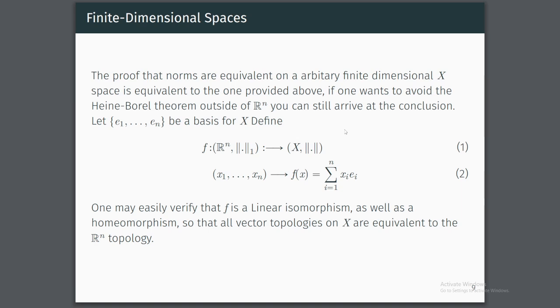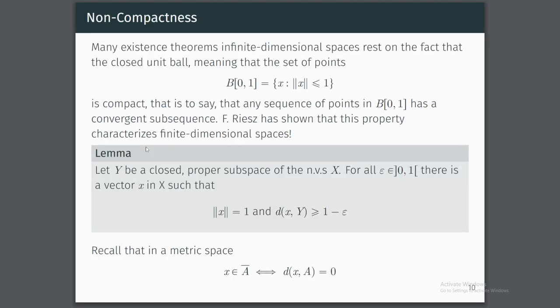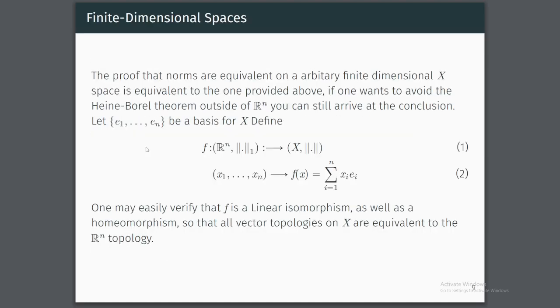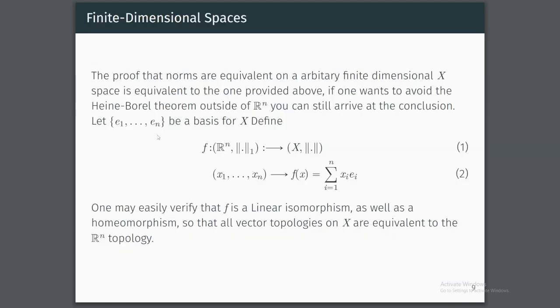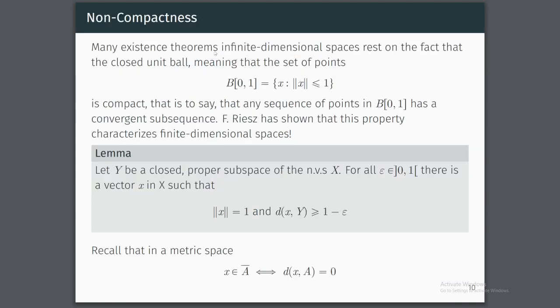Sure. Yeah. So that's kind of the argument we did. Okay. So as I was saying, the reason why finite dimensional spaces are so nice is because the unit ball is compact. Okay? But a lot of interesting theorems in infinite dimensional spaces basically fail in that regard. So you don't have compactness of the unit ball.